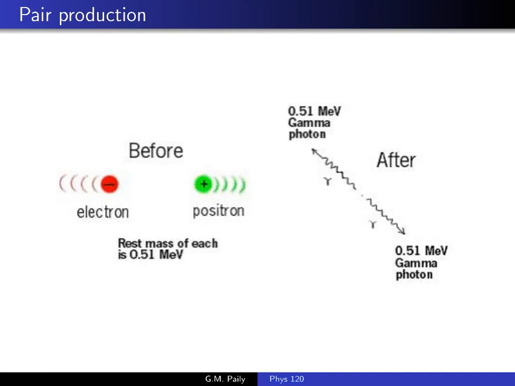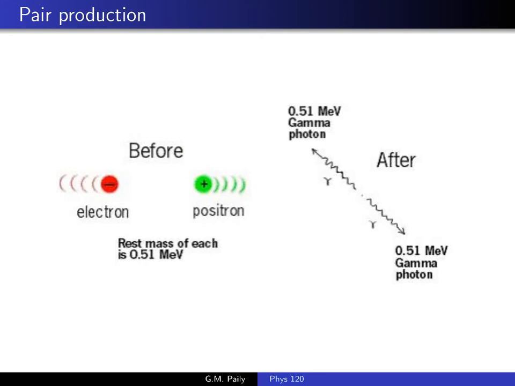Of course, we can also look at the opposite process, where an electron collides with a positron. Since the positron is the antiparticle of the electron, the two annihilate each other, and their mass is converted into energy, and we get a pair of gamma ray photons. We can see that energy is conserved, or rather mass energy is conserved. The mass of the electron and the positron and their kinetic energy are converted into the energy of the two photons, and we can also see that momentum is conserved.